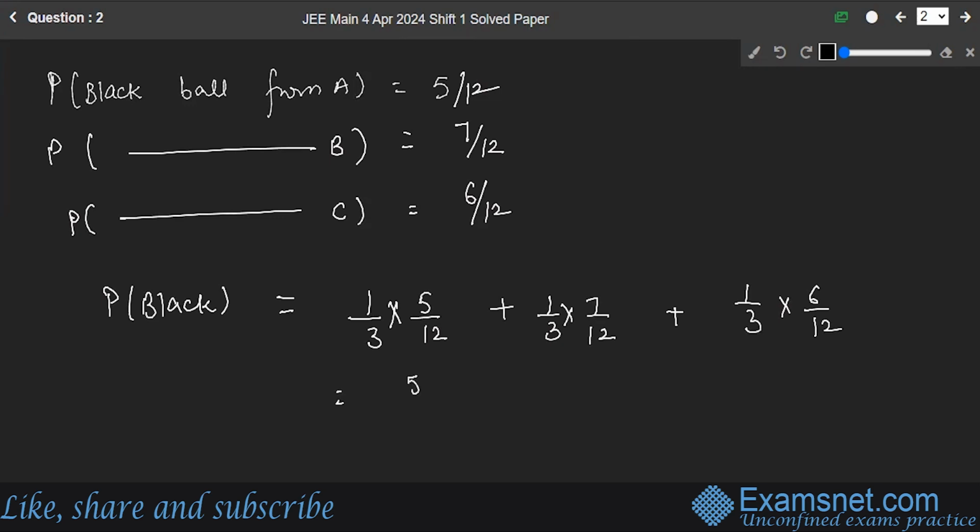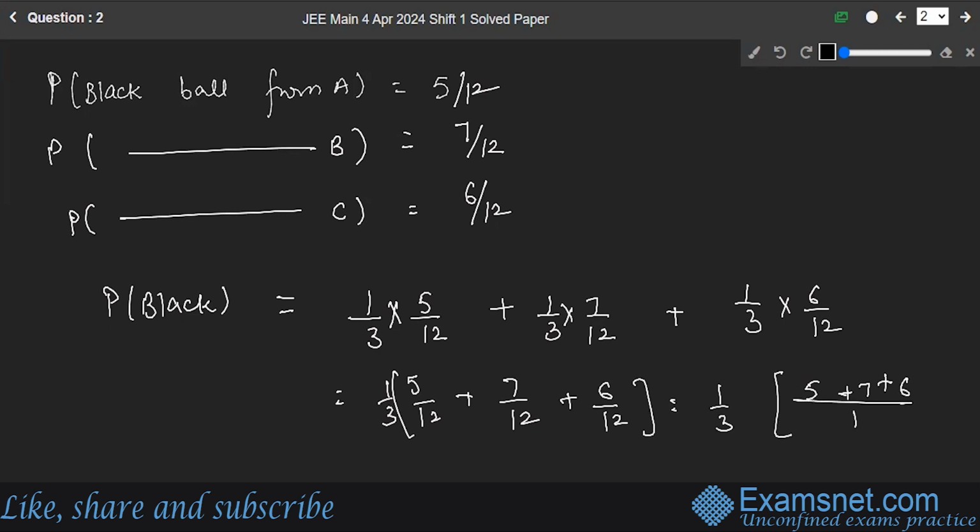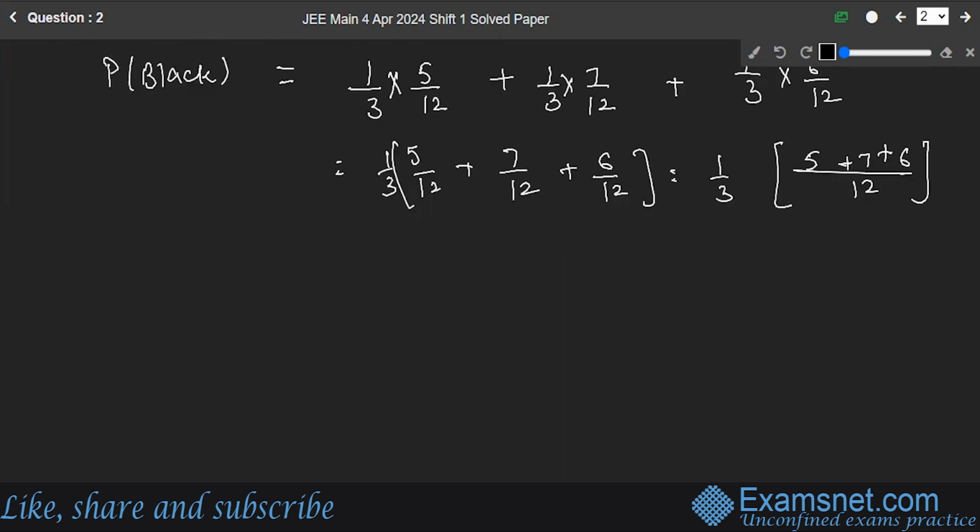I'll not solve it like this. I'll do one thing. I'll take 1 by 3 common. So this, and this. Now it makes sense. And here you have 5, 7, 6 upon 12, or 1 upon 3, and 18 upon 12, right? So this is 1 by 2.